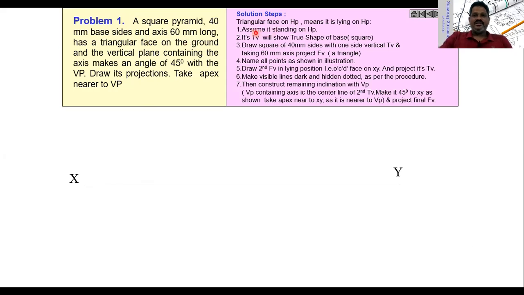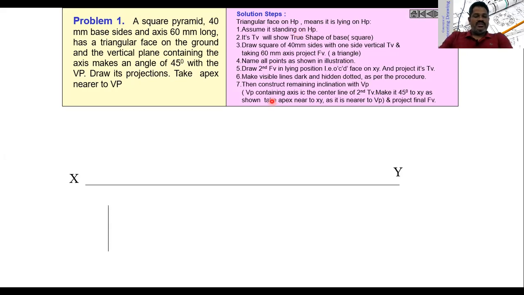The first step is to assume that it is standing on VP because it is making some angle. Of course, it is lying on HP, but even if it is making some angle, we need to assume from which reference plane it is making some angle. We have to assume that it is standing on that plane, and draw the projections assuming that the object is lying on HP.